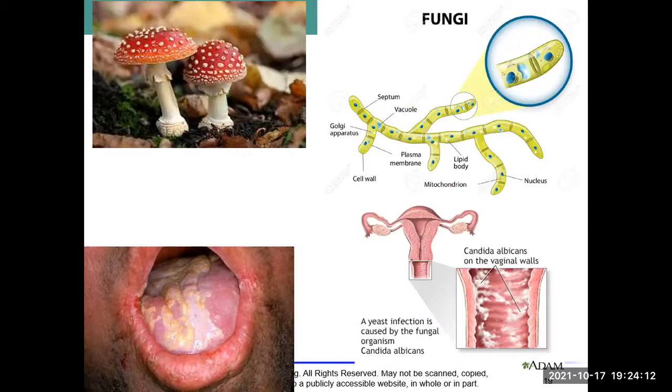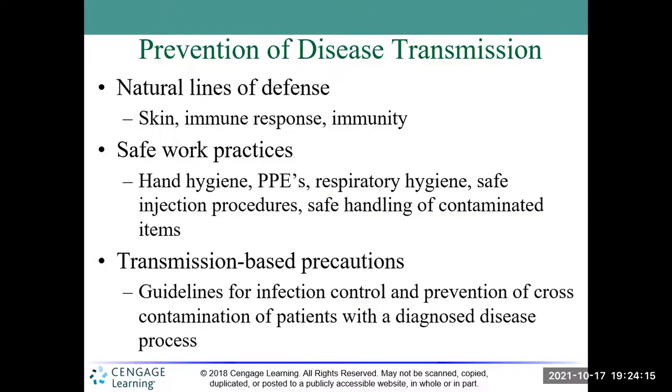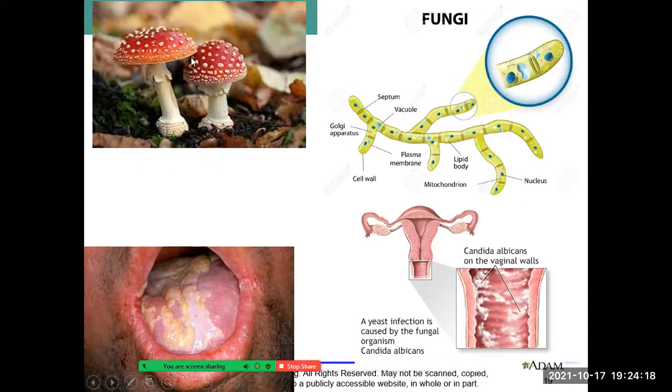Oh, and here's some pictures of fungi. I guess I got them in the wrong position. So this is a normal, beautiful mushroom. This is the cell that you can see, the makeup of that. This is the little nuclei of the cell. This is thrush, and this is Candida yeast infection of the vaginal walls. And you can see in both of them, it's a white, cheesy type material. And so these can cause these infections.